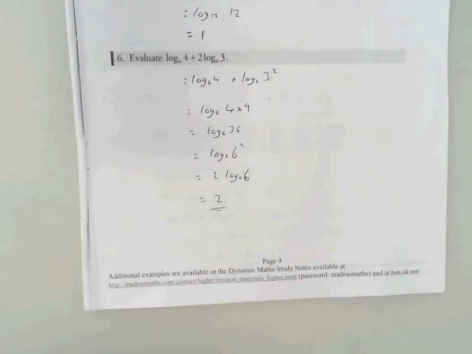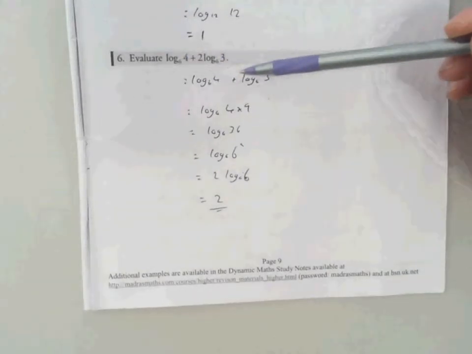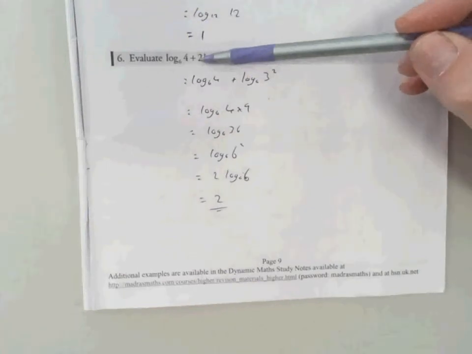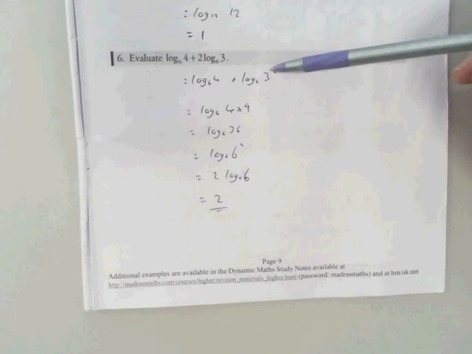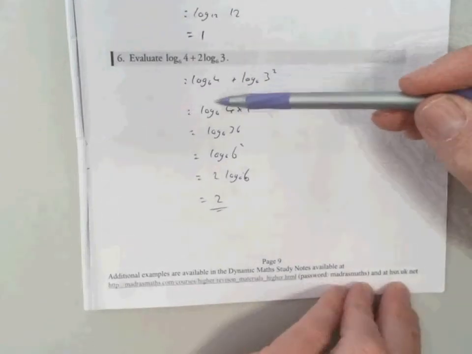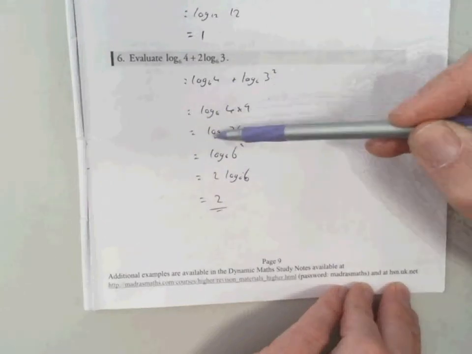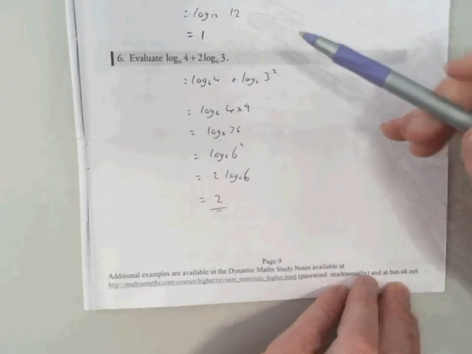Log to the base 6 of 4 plus 2 log to the base 6 of 3. So if I have log plus log, I can add them together using rule 1 or law 1. So I'll need to use law 3 to make this log to the base 6 of 3 squared first of all. And then 3 squared is 9, so I can do log to the base 6 of 4 nines, which is log to the base 6 of 36.